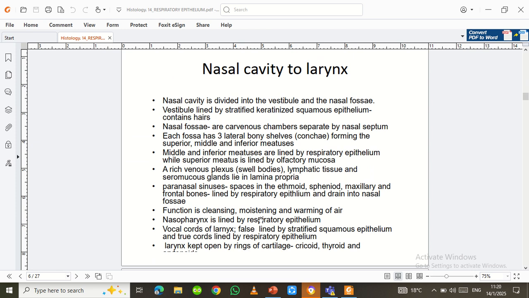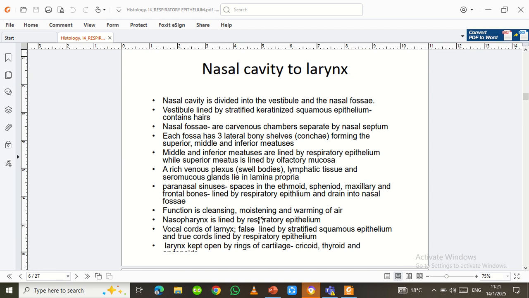Now, let's take a look at the histology of some of the parts of the conducting system. Let's start with the nasal cavity. The nasal cavity is divided into two: you're going to have the vestibule and the nasal fossa. What is important is to know the epithelia of the two.